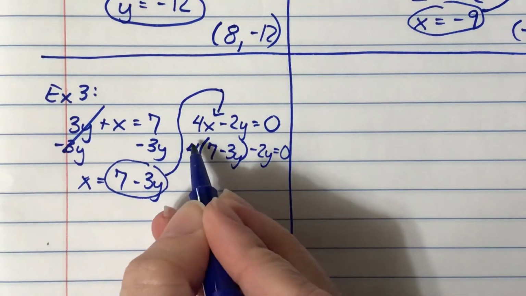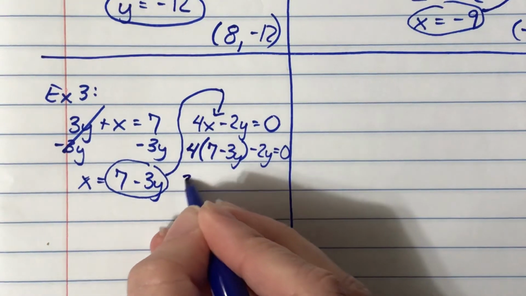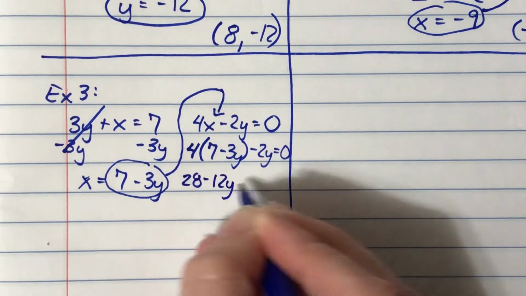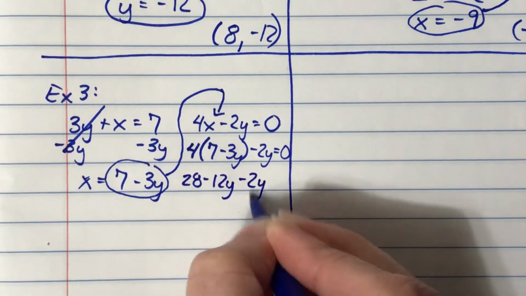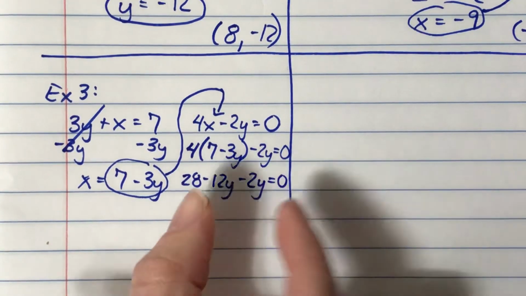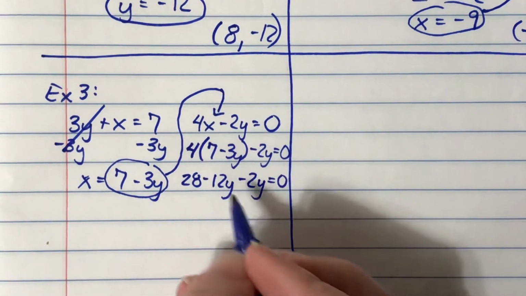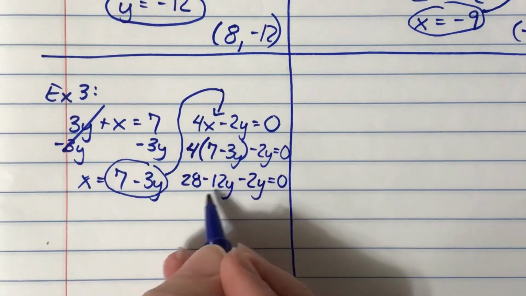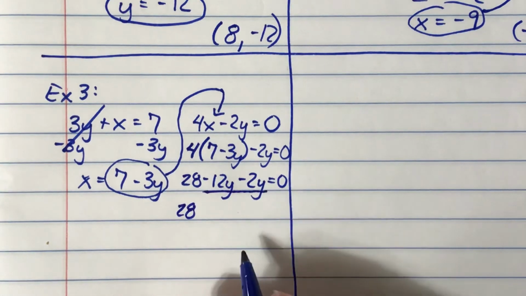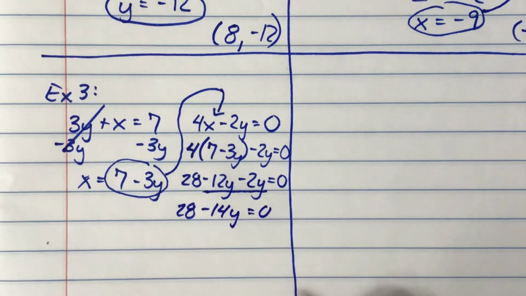So anytime I see a number on the outside of parentheses, I definitely want to distribute. So 4 times 7 gives me 28, and then 4 times negative 3 gives me negative 12y, and then minus 2y is still on the outside is equal to 0. So I've distributed. There are some like terms that I combine. I'm using DCBA to go through my steps here, just like we always solve an equation. I'm able to combine my like terms. So we've still got the 28 out here, but now I'm going to do negative 12y minus 2y, which gives me negative 14y is equal to 0.